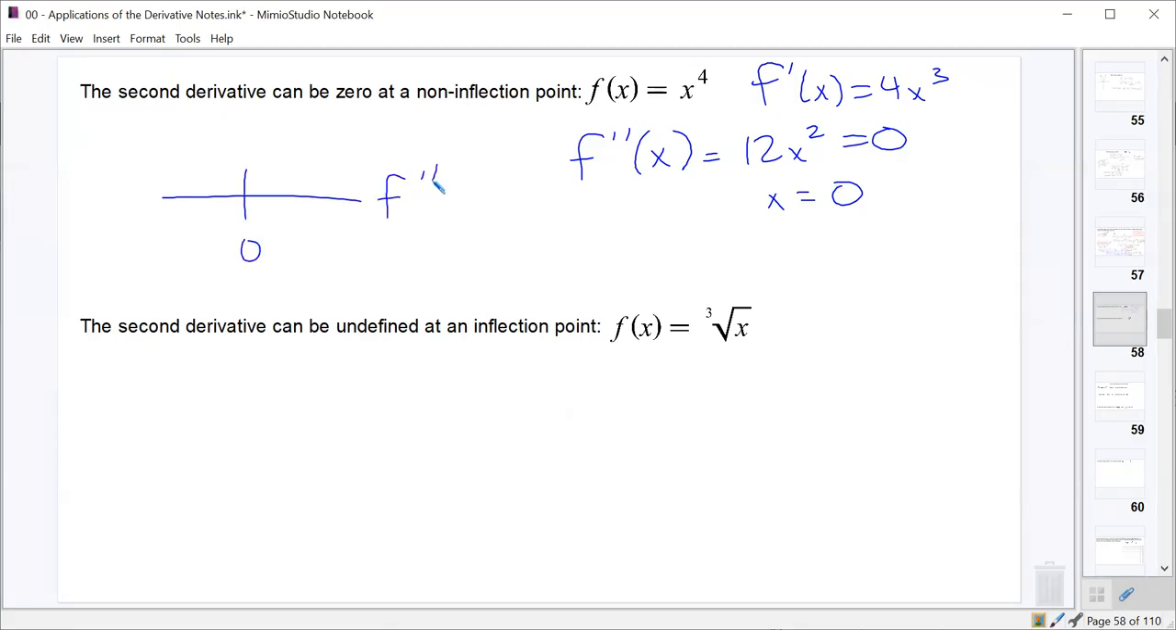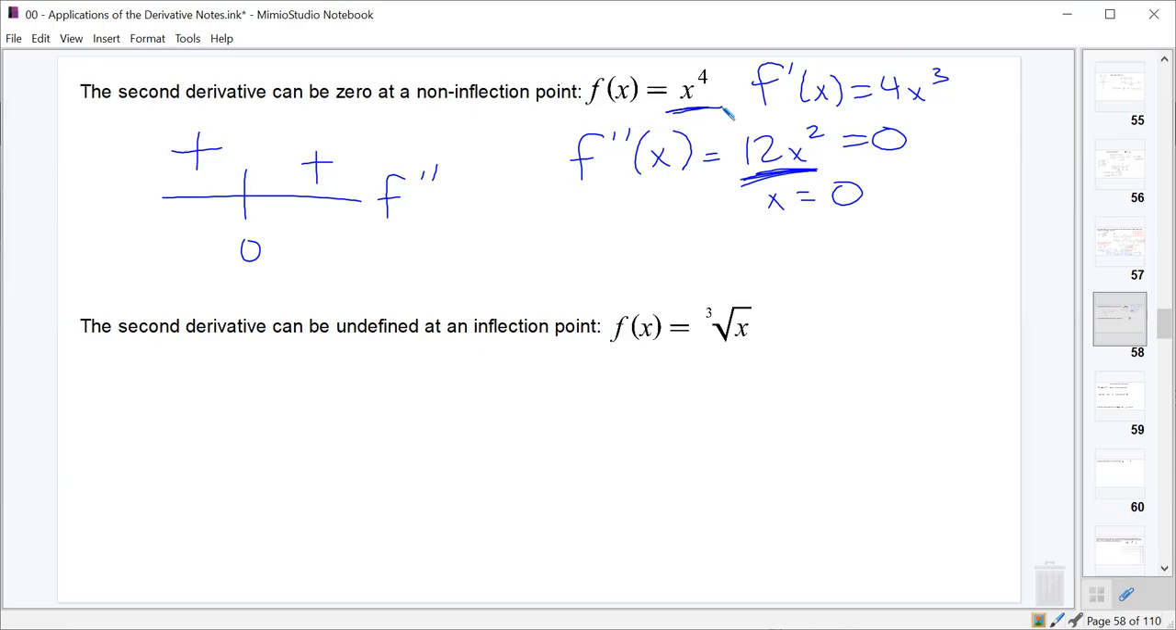Okay? If I plug in a positive number to 12x squared, I get a positive number, and it's concave up on that. But if I take a negative number and plug it in, 12x squared as well, I still get a positive. So we have to make sure we actually have the sign change before we can say that there is an inflection point. So in this case, there is no point of inflection, and we should know that because we know what the graph of x to the 4th is.